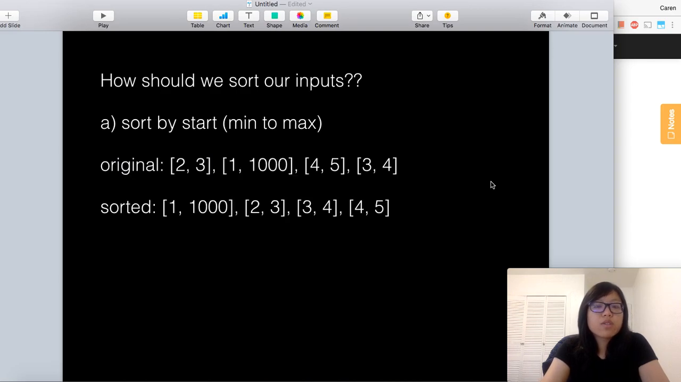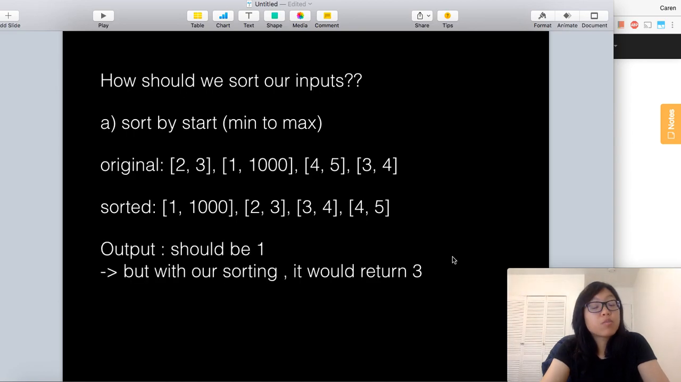So, given our original input, if our original input was 2, 3, 1, 1000, 4, 5, and 3, 4, and we sorted this based on the start value from min to max, we would end up with the line here, where we have the 1, 1000 first, and we end with 4, 5. Given that this is our sorted input, if we went through the same approach where we iterate through the list and take out intervals that intersect with each other, would this work with the current algorithm we have? The problem with this approach is that we want to output 1, right? Because ideally, we just want to remove 1, 1000. Then the rest of the 3 intervals would not be intersecting at all.